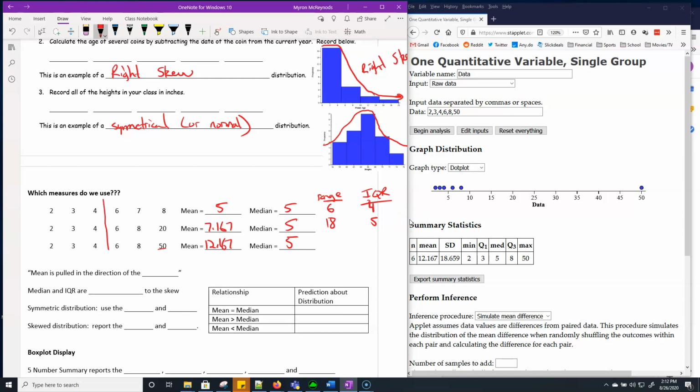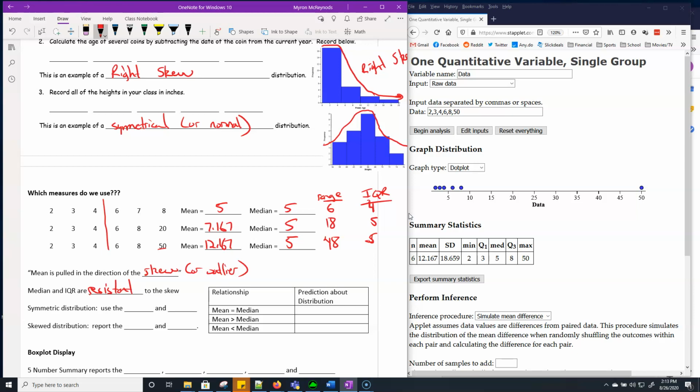Now the range is 50 minus 2, which is 48. And the IQR is Q3 minus Q1, 8 minus 3 is 5. See, the IQR is not getting affected much either. So the mean is pulled in the direction of the skew or outlier. So median and IQR, see how they stayed about the same? They are resistant to the skew.